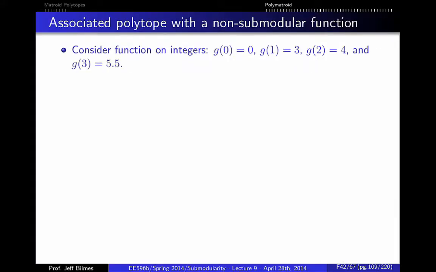Okay, so consider this function on integers. So g0 is equal to 0, g1 is equal to 3, g2 is equal to 4, and g3 is equal to 5.5. So this looks like a diminishing returns-ish like thing. Is this function submodular? If you take g of the cardinality of S.